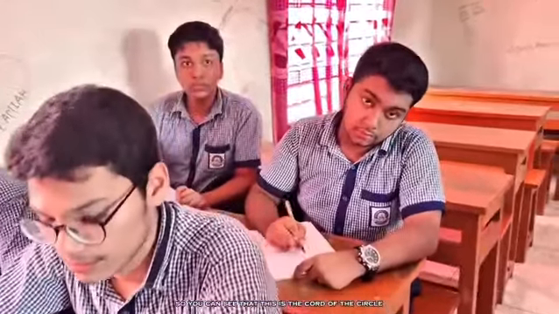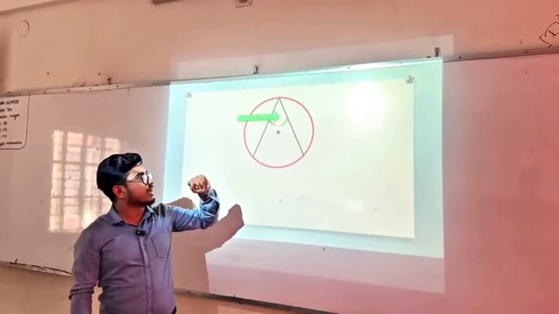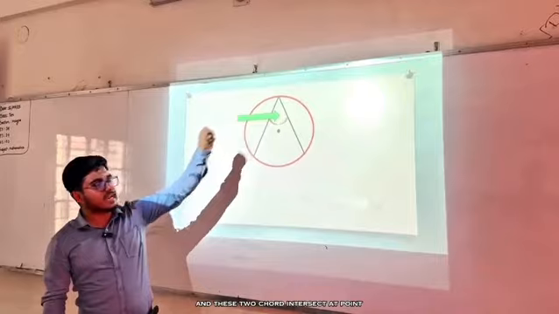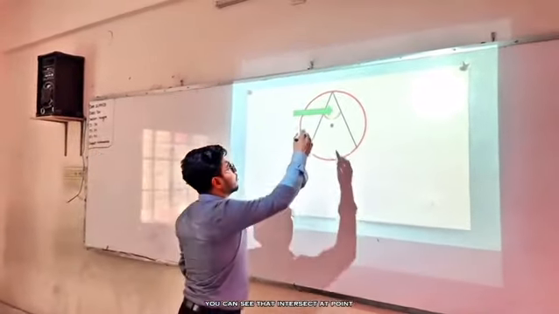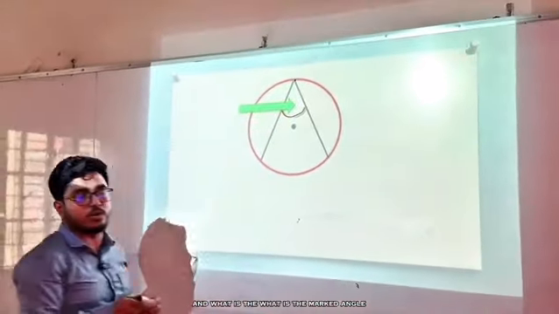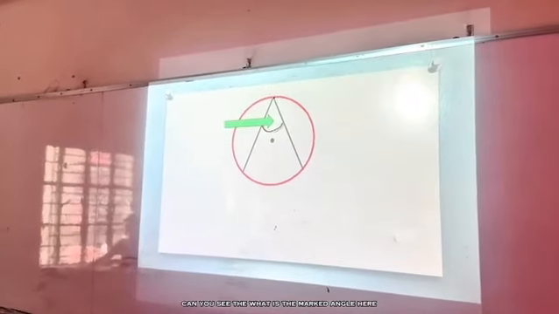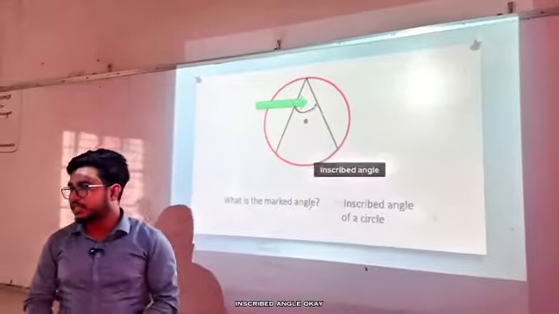You can see another picture here. This is called a chord of the circle, right? And this is another chord, and these two chords intersect at a point and produce an angle. What is the marked angle here? You can see that this marked angle is called the inscribed angle.